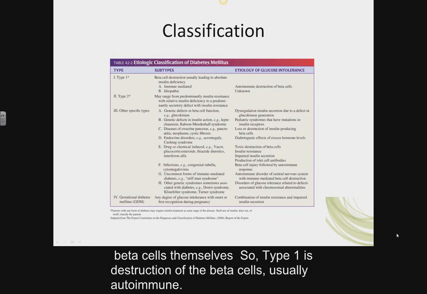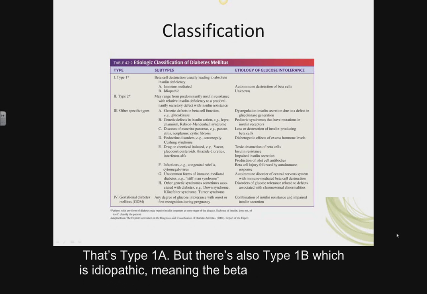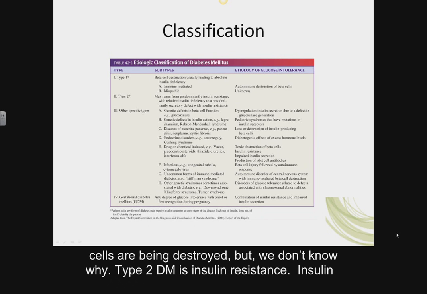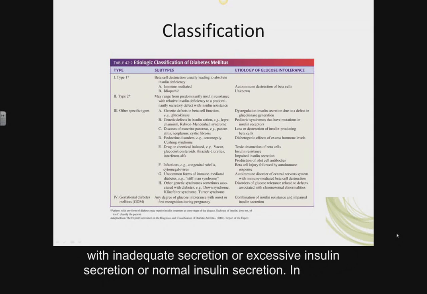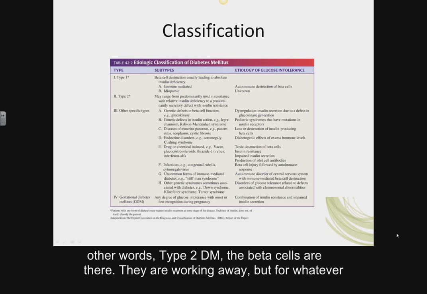So type 1 is destruction of the beta cells, usually autoimmune. That's type 1A. But there's also type 1B, which is idiopathic, meaning the beta cells are being destroyed, but we don't know why. Type 2 DM is insulin resistance. Insulin resistance means the cells are not responding correctly to insulin. And this could be with inadequate secretion or excessive insulin secretion or normal insulin secretion.